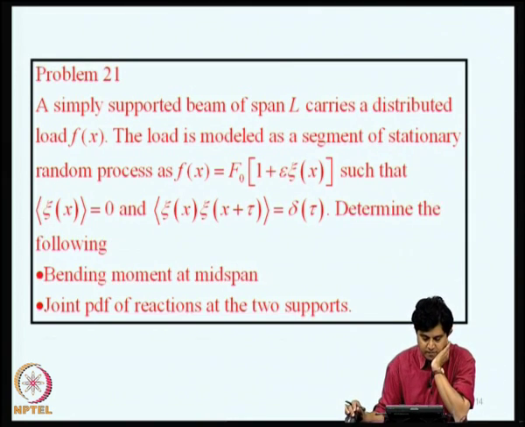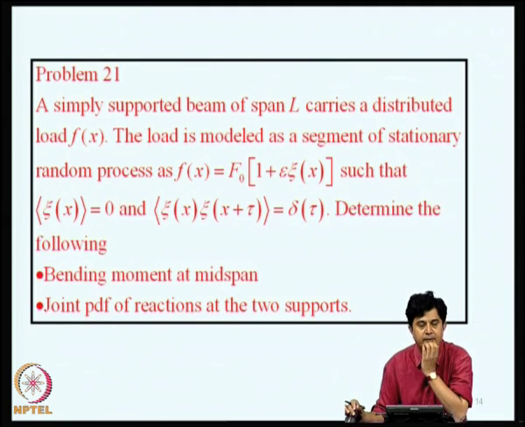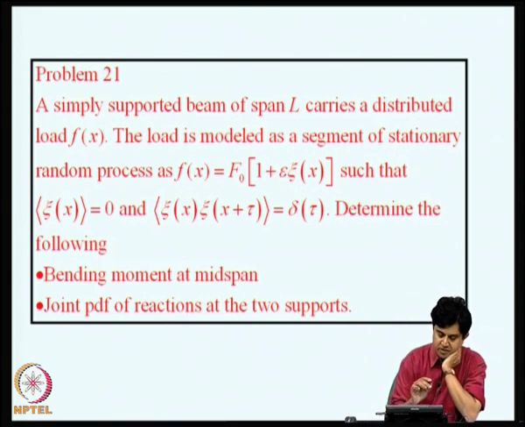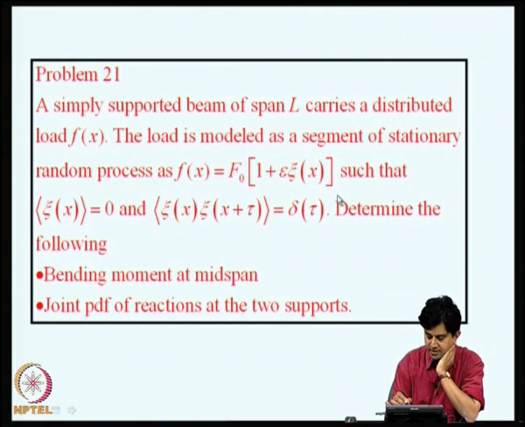A slightly different kind of problem. In the next couple of problems, we will consider statically loaded beam structures where the load is a random field evolving in space. That is the kind of problem that we will be considering. To start with, we will consider a simply supported beam of span L, which carries a distributed load f of x. The load is modeled as a segment of a stationary random process as f of x is equal to f naught into 1 plus epsilon xi of x, such that this xi of x has a 0 mean and it is a white noise with unit strength. So, we are asked to find the bending moment at the midspan and the joint probability density function of reactions at the two supports. This is the problem on hand.